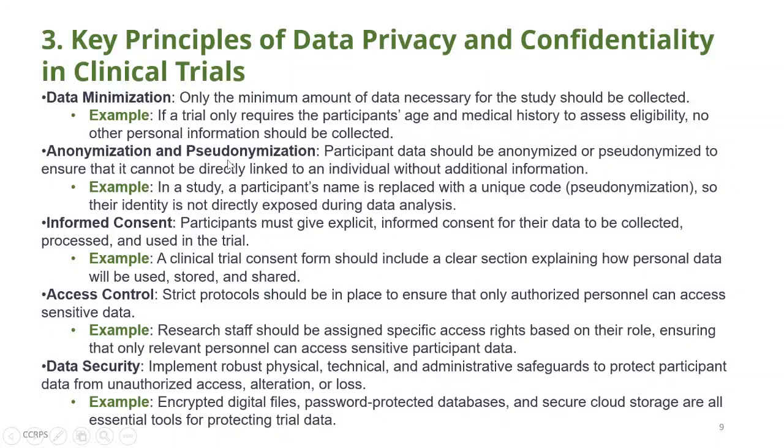Anonymizing and pseudonymizing: participant data should be anonymized or pseudonymized to ensure that it cannot be directly linked to an individual without additional information. Example: in a study, a participant's name is replaced with a unique code, pseudonymized, so their identity is not directly exposed during data analysis. So a kind of unique code, which is a subject number, for instance. Usually it is, especially in clinical research in the USA.